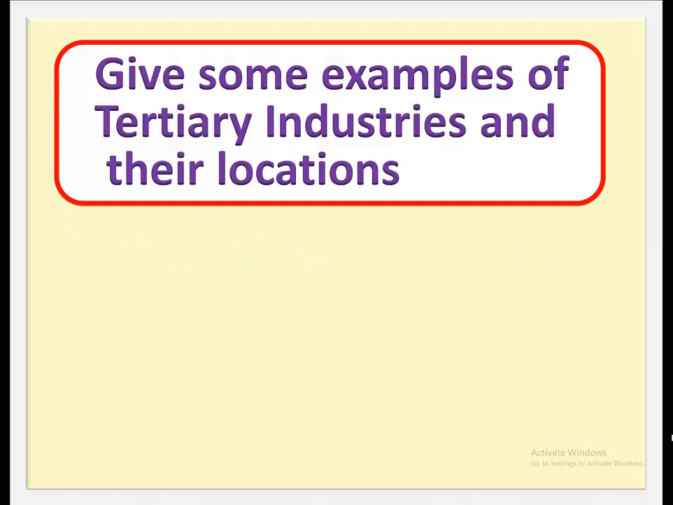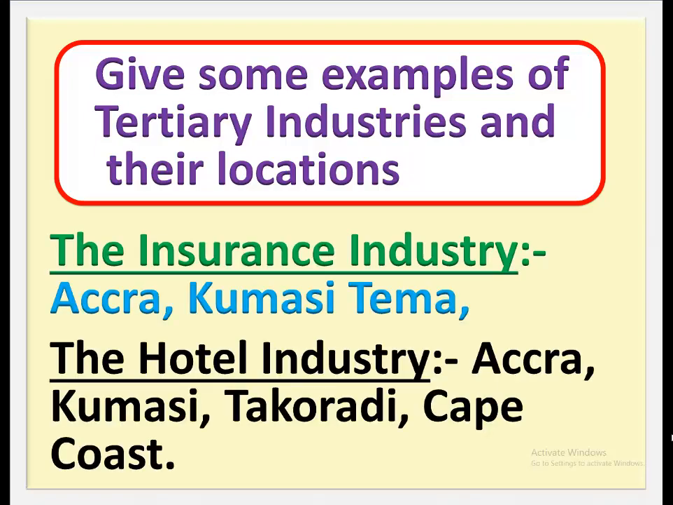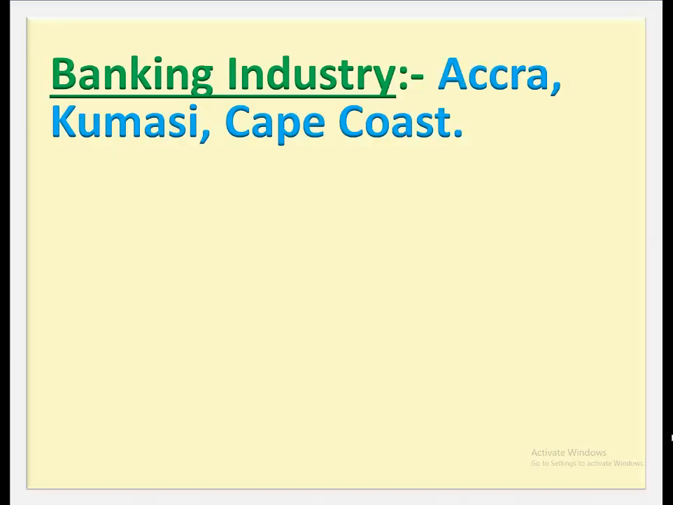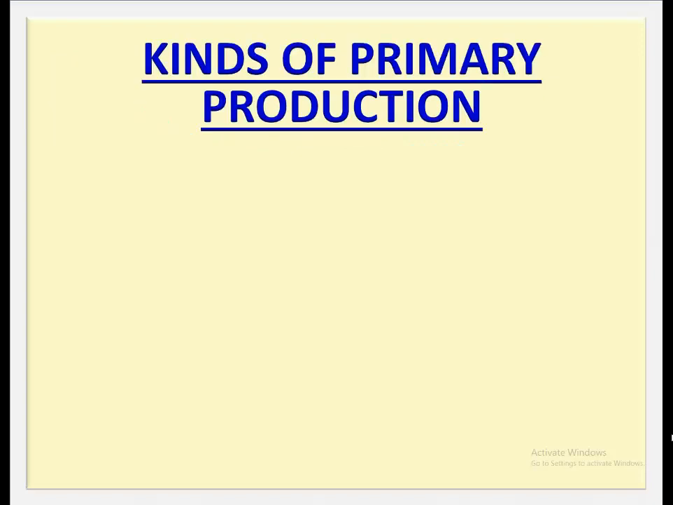Give some examples of tertiary industries and their locations. The insurance industry: Accra, Kumasi, Tema. The hotel industry: Accra, Kumasi, Takoradi, Cape Coast. Banking industry: Accra, Kumasi, Cape Coast.